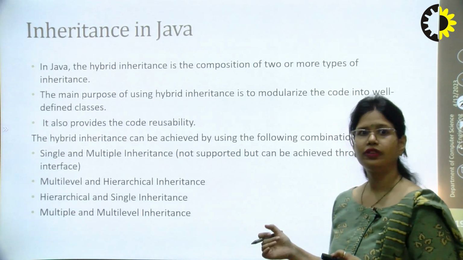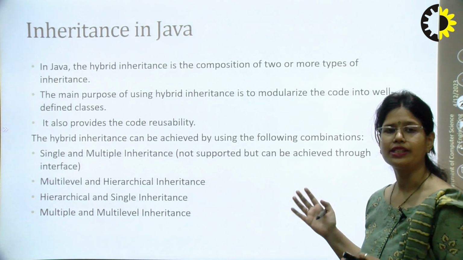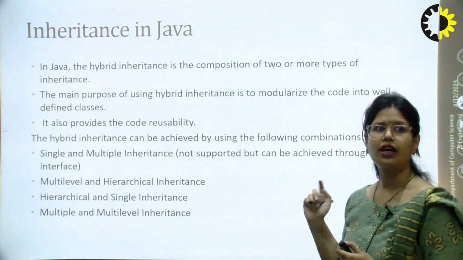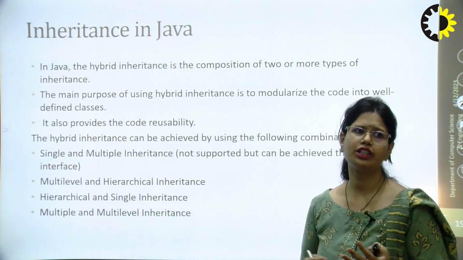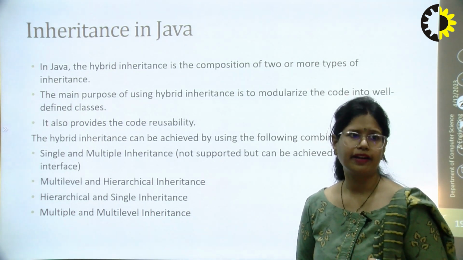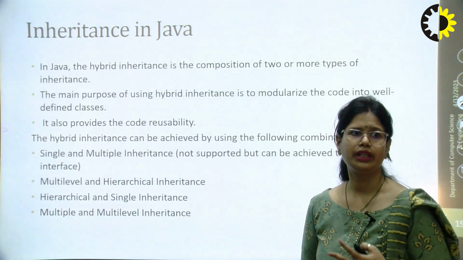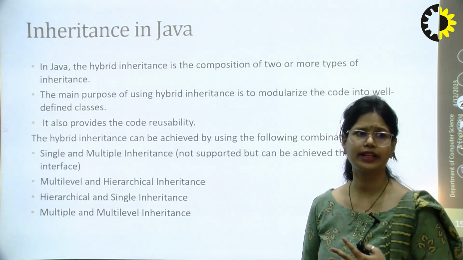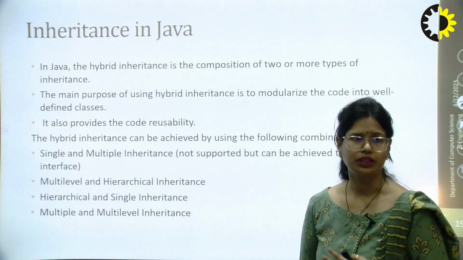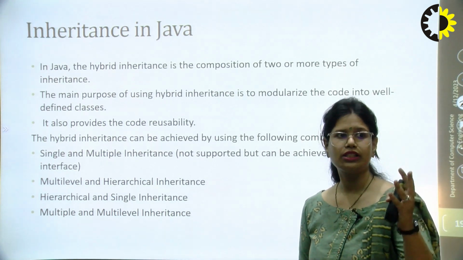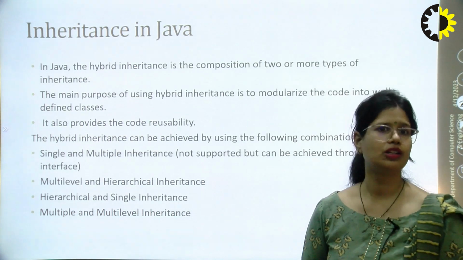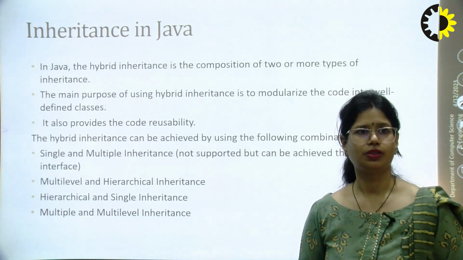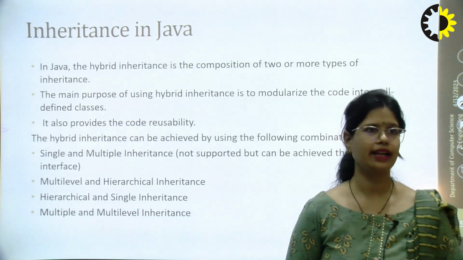The last topic of this lecture is hybrid inheritance. Hybrid inheritance is a combination of two inheritances, like single, multiple, multi-level, or hierarchical. But the multiple one is not possible because Java is not supporting multiple inheritance. So I hope you guys understand this. Thank you.